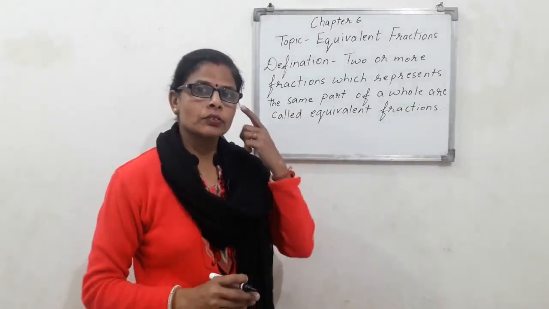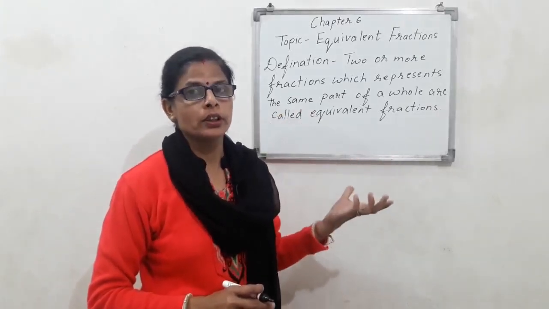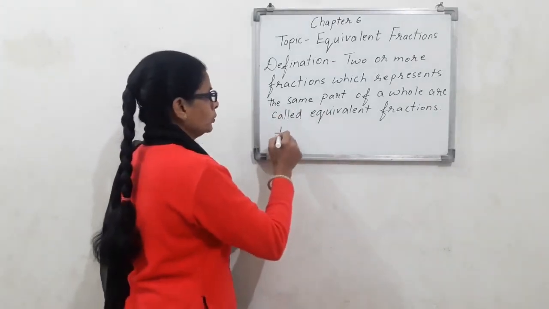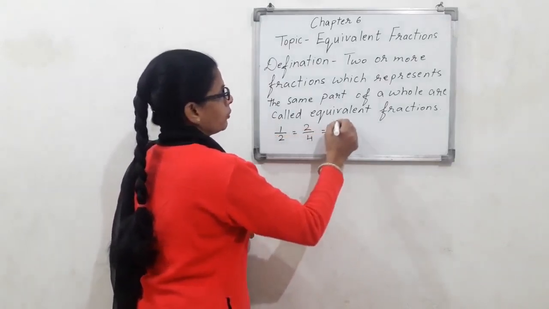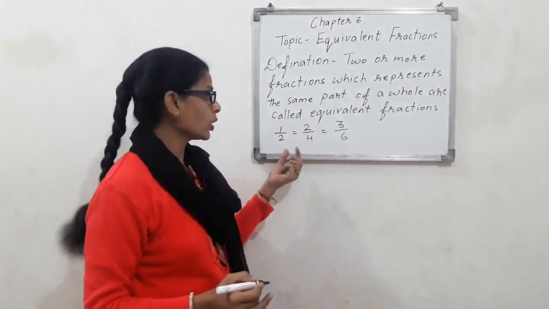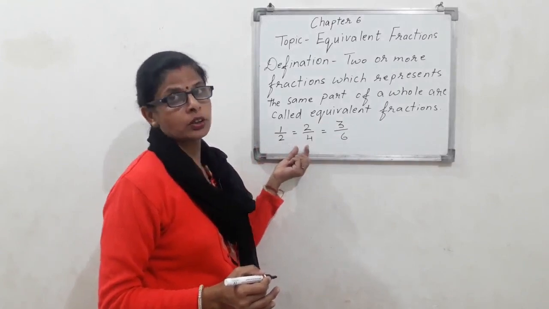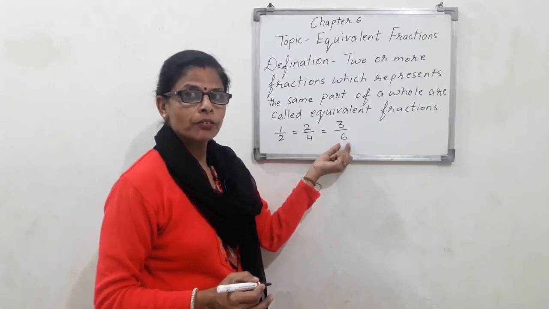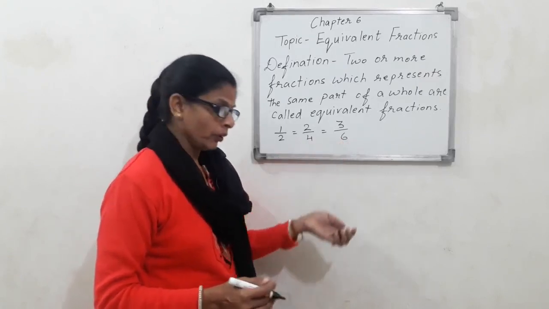In the 3 rectangles we have seen, in all the 3 rectangles, the half part was shaded. That means 1 upon 2, 2 upon 4 and 3 upon 6 are equivalent fractions. Because 1 upon 2 means half is shaded, 2 upon 4 also means that half is shaded, 3 upon 6 also means that half is shaded. They are equivalent to each other. Clear?